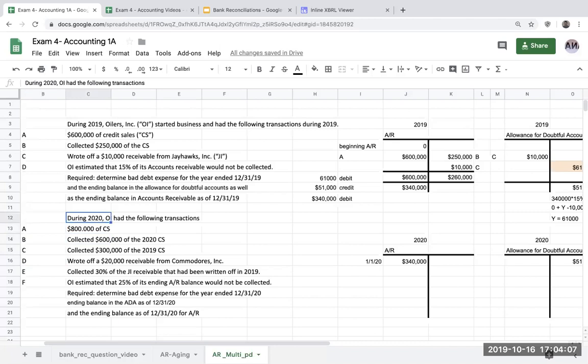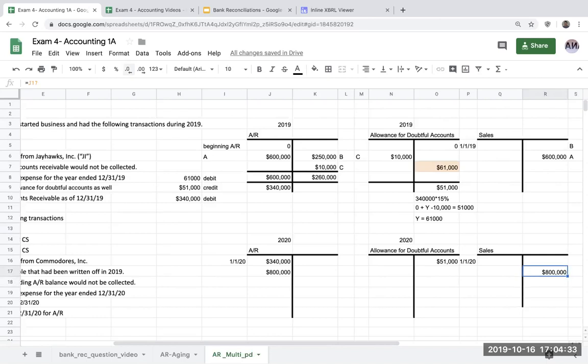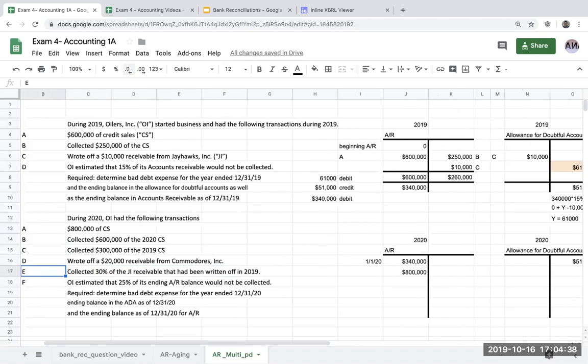So during 2020, I had the following transactions. I had $800,000 credit sales. So what do I want to do with those credit sales? What accounts do those go into? Debit accounts receivable. Okay, what do I want to credit? I don't need to credit anything, but if I wanted to, I could credit sales. But I will not give you that sales T account. It's just to say, hey, what's happening to AR?